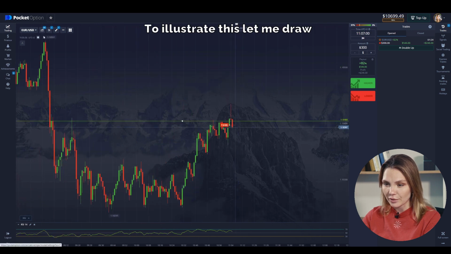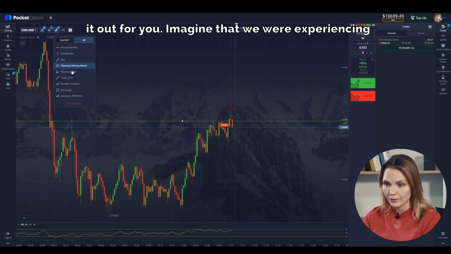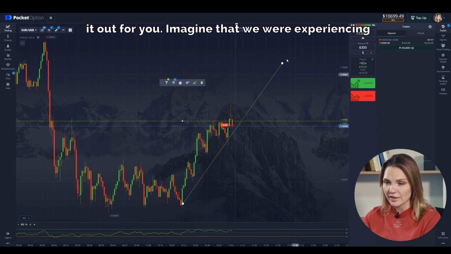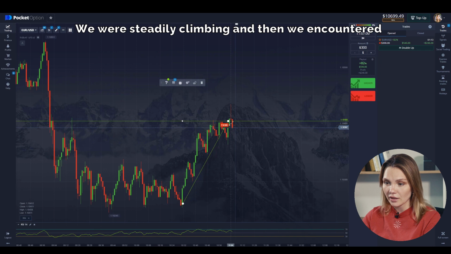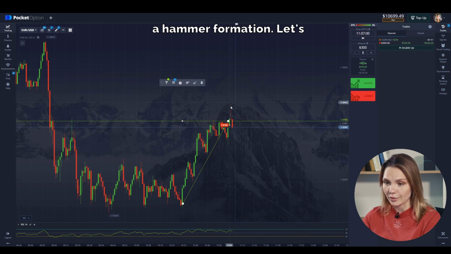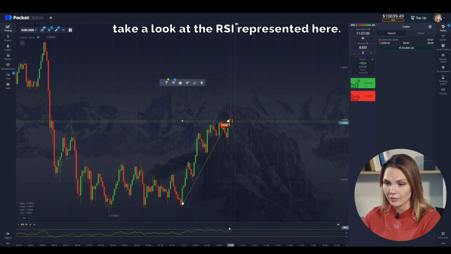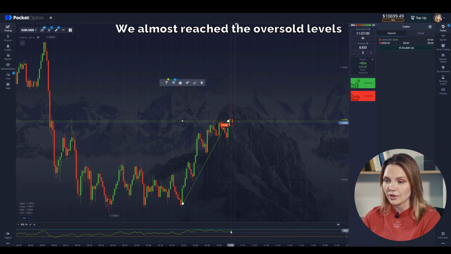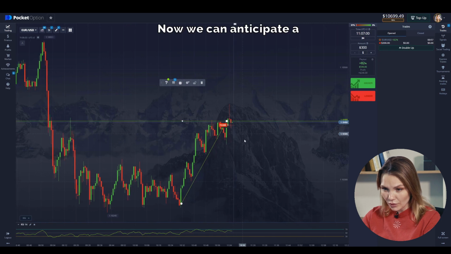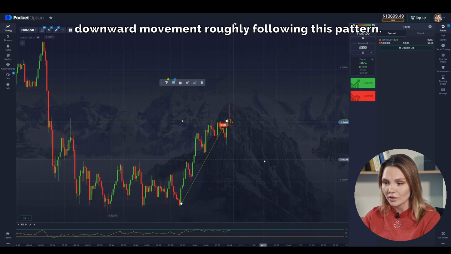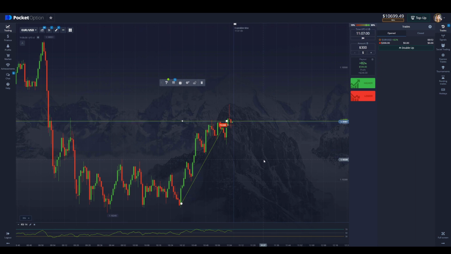To illustrate this, let me draw it out for you. Imagine that we were experiencing an upward trend like this. We were steadily climbing, and then we encountered a hammer formation. Let's take a look at the RSI represented here. We almost reached the oversold levels around the 65% mark, and from here we began to descend. Now, we can anticipate a downward movement roughly following this pattern.